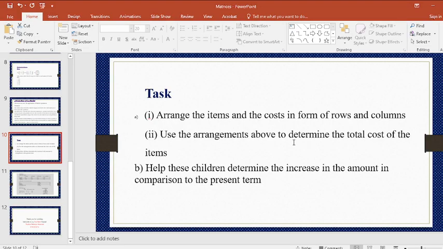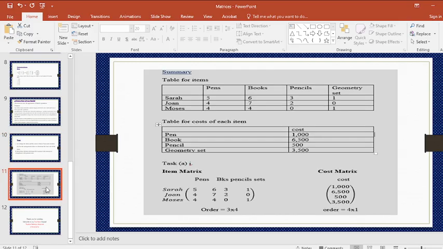So we are saying use the arrangements above to determine the total cost of the items, and then part B says help these children determine the increase in the amount in comparison to the present time. Okay, let us look at our summary. What I tried to come up with, I didn't complete, but at least I wanted to show you how we come up with these kinds of summaries so that we can be able to pass this item. This is one of the cheapest items that all of us should pass if it comes to an examination. Okay, so look at our summary. This is the summary I tried to come out with. I told you that our summary should be a table. Come up with a simple table.